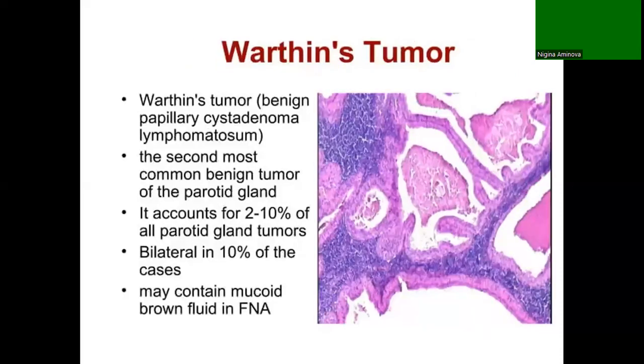So, Warthin's tumor, benign papillary cystadenoma lymphomatosum. Make sure to pronounce them correctly, because these are the terms. It is the second most common benign tumor of the parotid gland. It accounts for 2 to 10% of all parotid gland tumors. Bilateral in 10% of the cases, it may contain mucoid brown fluid on FNA.